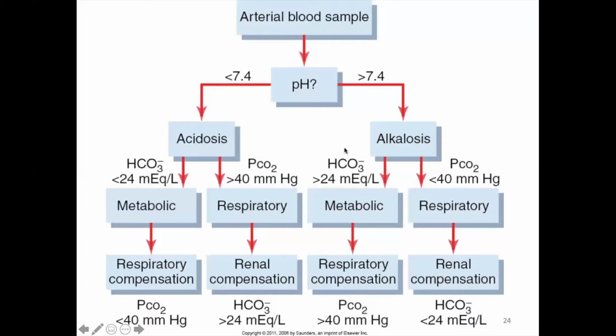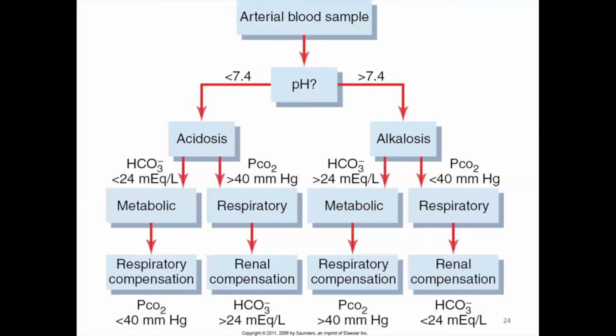On the other side of the alkalotic scale, we have respiratory, which is indicated if our partial pressures of carbon dioxide are less than 40 millimeters of mercury. If it's less than 40 millimeters of mercury, then we know that we're in respiratory alkalosis. And to find out if we are compensating, we take a look at our levels of bicarbonate to find out if it's less than 24 milliequivalents per liter. And if it is, then we know that we have the renal compensation that is starting to occur.